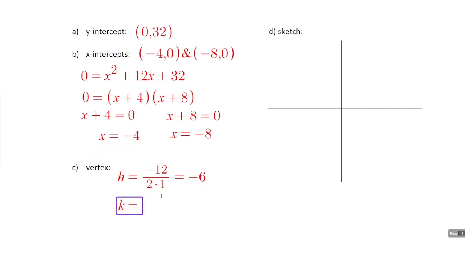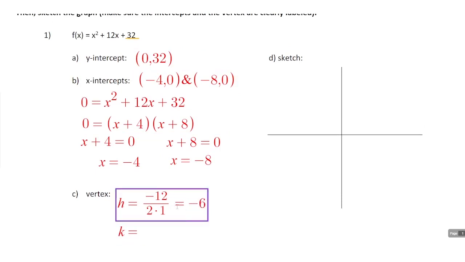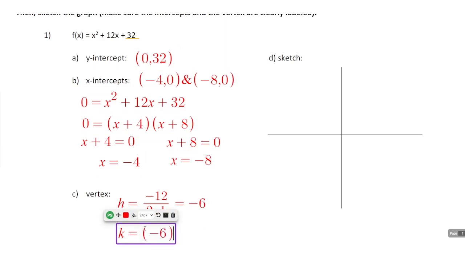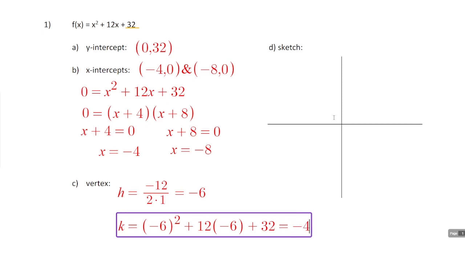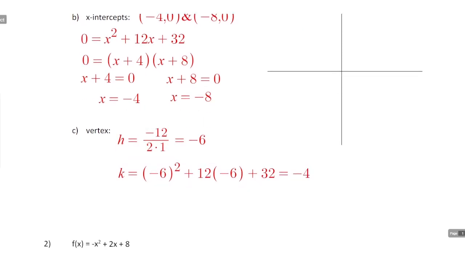The y-coordinate is going to be the value that I get when I plug in this particular x. So if I plug in -6 here, I get -6 squared plus 12 times -6 plus 32. This is something you're probably going to just want to put in the calculator. -6 squared is 36, then minus 6 times 12 plus 32. I'm just typing this in over to the side here. I'm getting -4. So my vertex is at -6, -4.